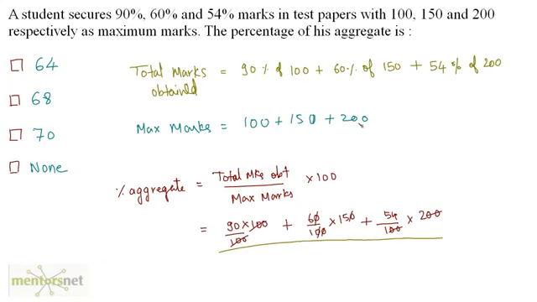So 100 plus 200 is 300, plus 150 is 450. So this is equivalent to, if you calculate all of these things, you'll get 64%. So 64% is the student's aggregate marks.